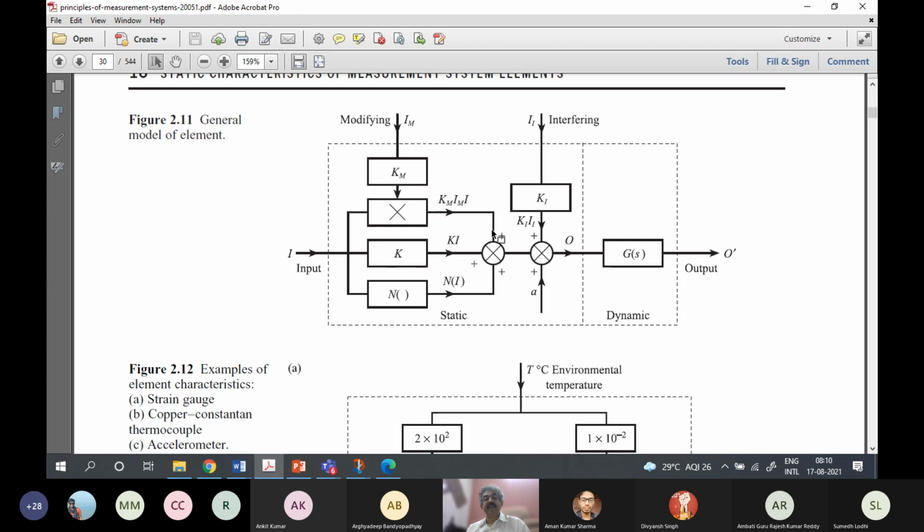The effective gain with this path together, you can probably see my mouse, is K plus Km Im into I. So now the gain K has been changed to K plus Km Im. So it changes the gain and the error produced is multiplicative with respect to the desired input. So if the input increases, the error will increase. Here, if the input increases, the error will not increase. The error is constant, right? Correct.